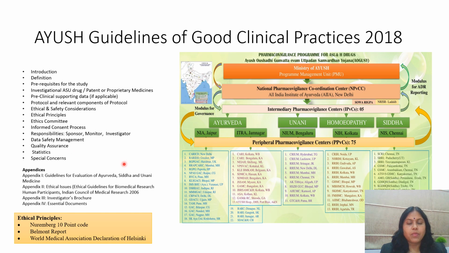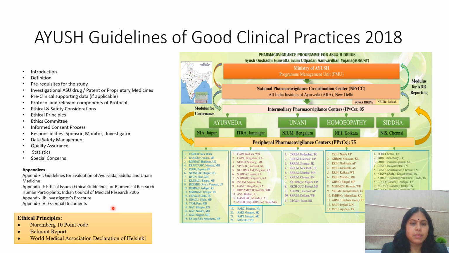Further, the statistics of the various clinical trials and their results must be gathered and communicated to the authorities whenever required. And then special concerns, which are always related to various sensitive matters, like pregnant or pediatric patients, compensation related issues, or IPR, intellectual property related issues, secrecy of the drugs, etc. Then there are the appendices that are given, that is guidelines for the evaluation of Ayurveda, Siddha, Unani medicines. Then ethical issues for biomedical research on human participants.